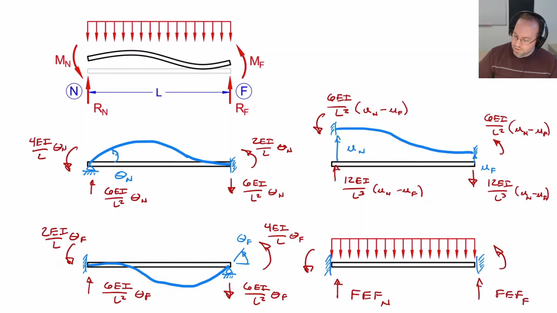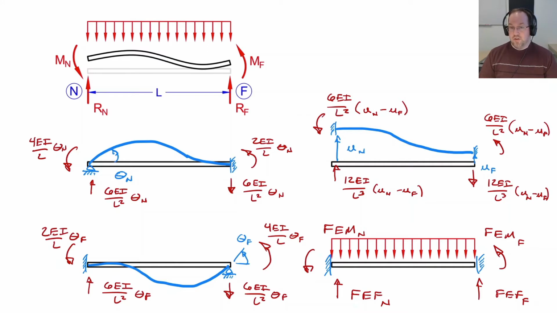And we have one at the near node and the far node. And then we have fixed end moments, FEM, at the near node and at the far node. Now, these fixed end forces and fixed end moments are tabulated for a lot of different load considerations. I have a few of them down in the description below, but you can also search online for a wide variety of different load cases. But these fixed end moments and fixed end forces represent the loading on your structure.